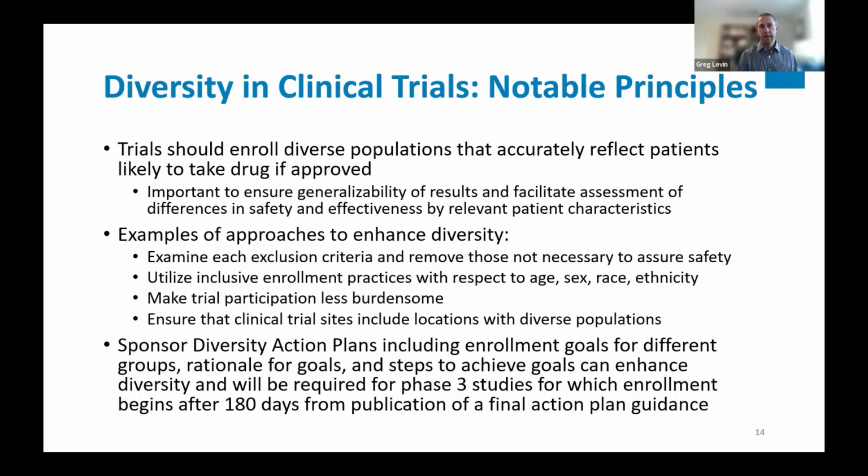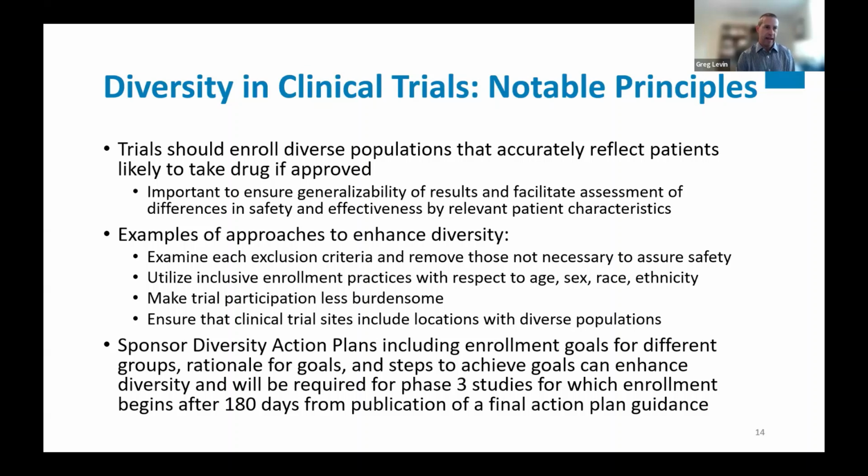And then the most recent effort and guidance that I mentioned is related to sponsor diversity action plans. These are plans that would include specific enrollment goals for different groups, provide a rationale for those goals, for example, to try to match the epidemiology of the patient population that would be expected to use the drug, and then also describe steps that are going to be taken to achieve those goals. So the idea is that writing all this down would ensure accountability and would help enhance diversity.